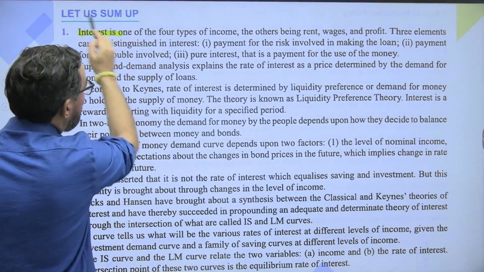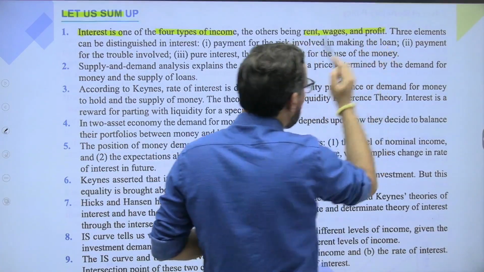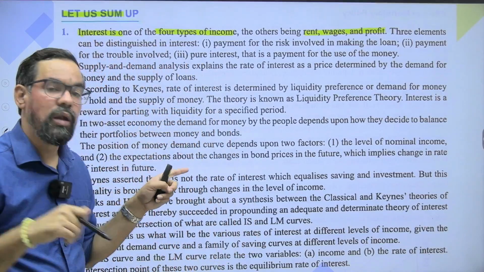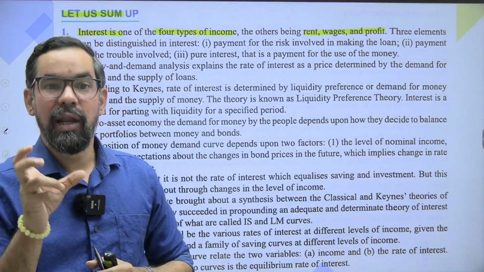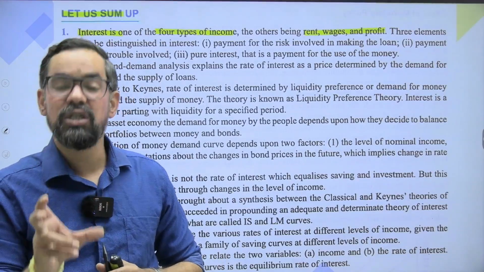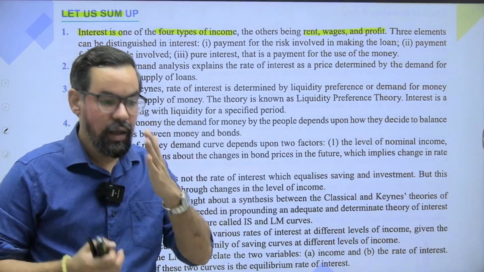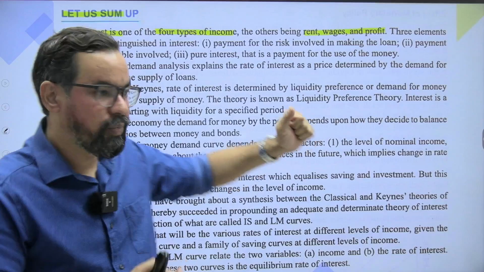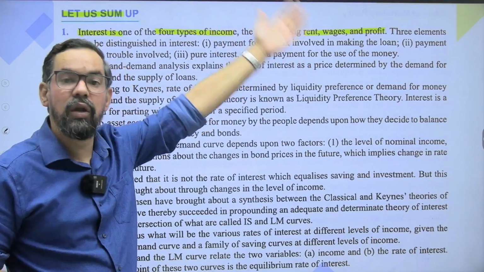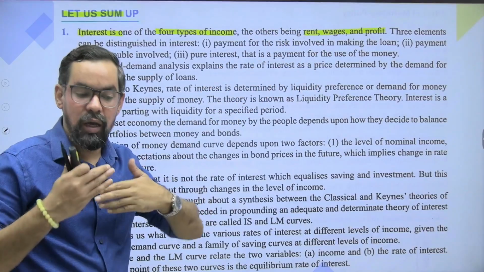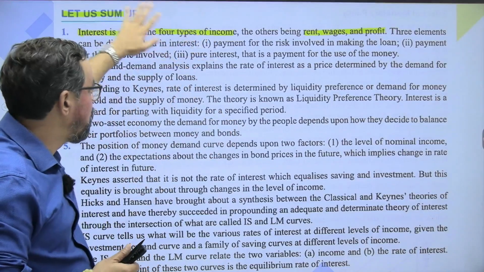So interest is one of the 4 types of income, the others being rent, wage and profit. So this is something linked with your national income. When we come to the accounts of national income, if you calculate the income factors or sources of income, we have land, labor, capital and entrepreneurship. From land we generally get rent, labor gets wages, entrepreneurs get profit, and investment attracts interest. So this is one of the 4 types of income.